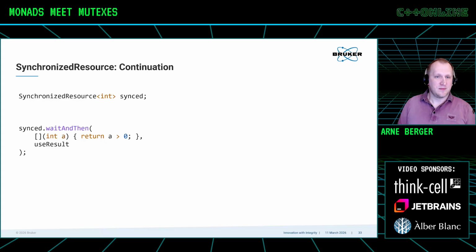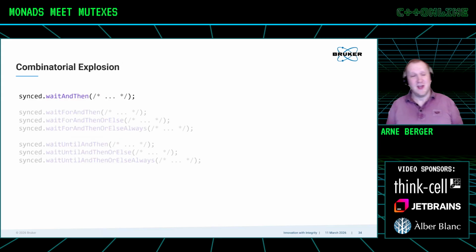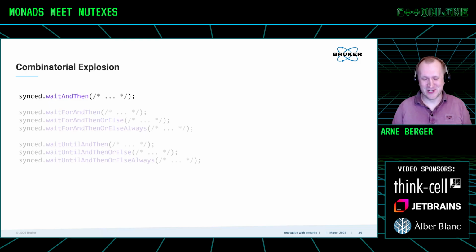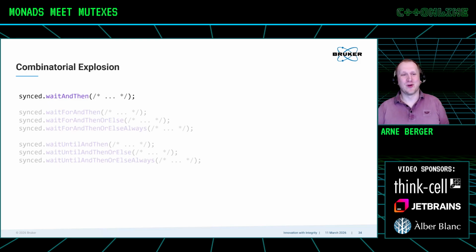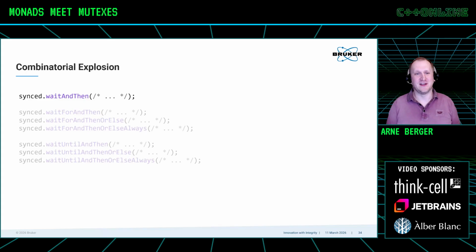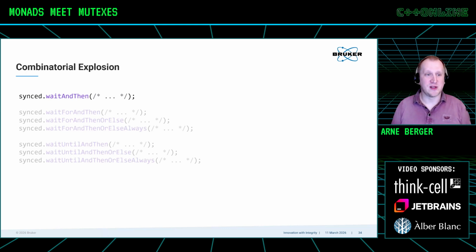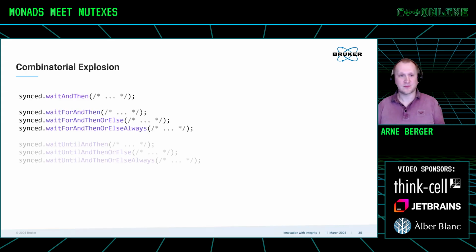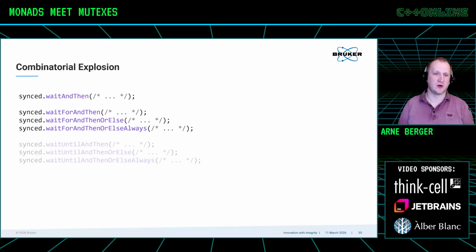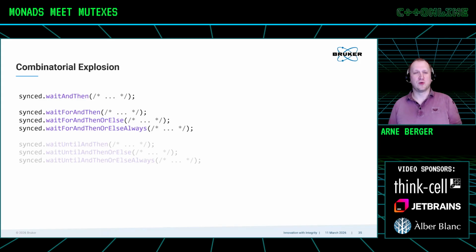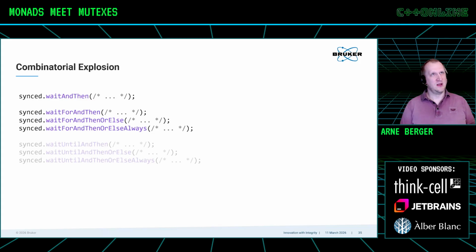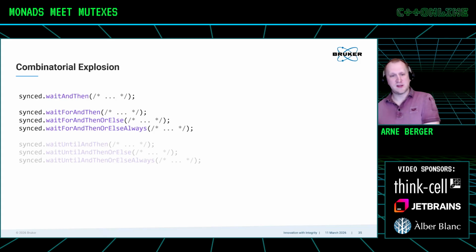then, as reality kicked in, I wanted to integrate it into the code base, and there's a problem. Okay, wait and then is fine. I wait until the predicate is fulfilled, and then call a function. But condition variables have other functions for waiting, and one of them is, for example, waitFor, which can also time out, which is in the code we have. Then I want to call one thing if I fulfill the predicate, and if I'm in the timeout, I want to call another thing.